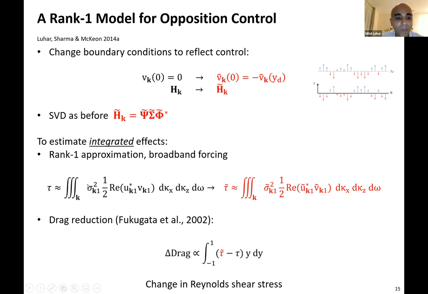And so once we have that, we can calculate Reynolds stresses, we can calculate changes in Reynolds stresses. This is what I'm showing here. These taus are essentially integrations of the Reynolds stress contributions from resolvent modes across spectral space. And then we can estimate drag reduction by calculating the change in Reynolds stress for the control case, this tau tilde, relative to the uncontrolled case, and making use of the so-called FIK identity, the Fukagata-Iwamoto-Kasagi identity that was proposed in 2002. Essentially, the change in Reynolds shear stress because of control leads to a change in drag.